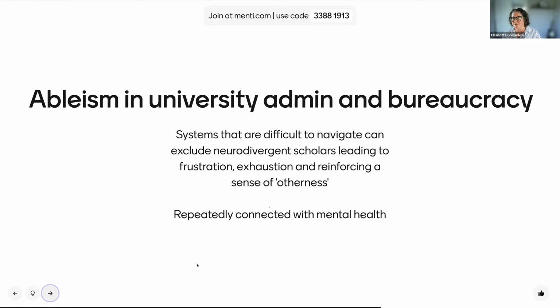The second thing is around ableism in university administration and bureaucracy. So systems are difficult to navigate. They can often exclude neurodivergent scholars, which leads to frustration and exhaustion, but also a real reinforcement of otherness. So, I'm not part of this institution; I'm someone other to what these systems are designed for. And again, that repeated connection with mental health was a real concern in the literature.